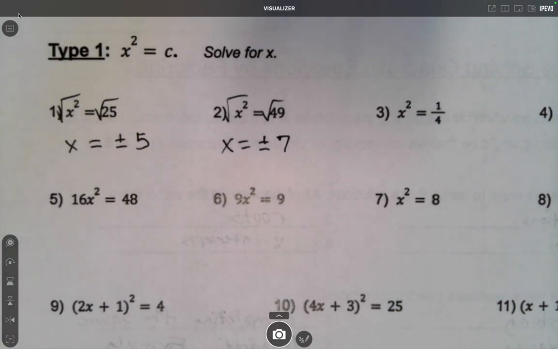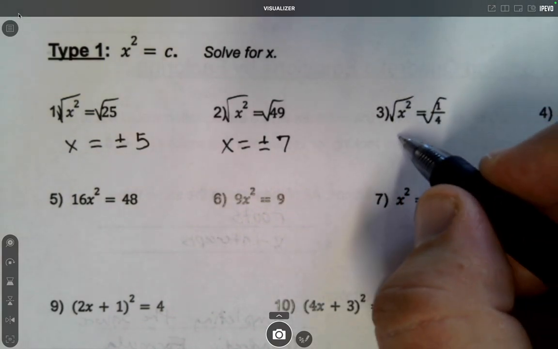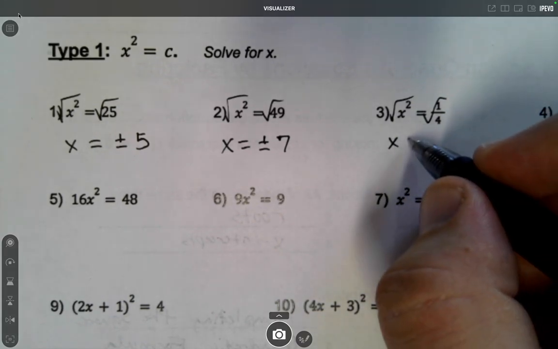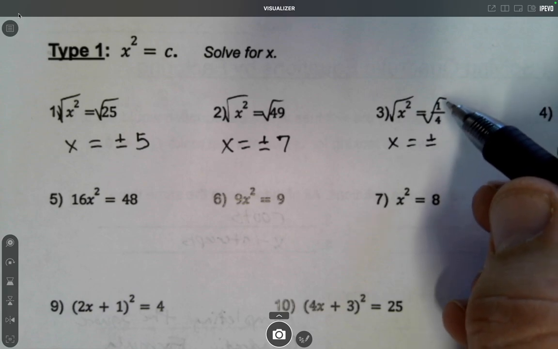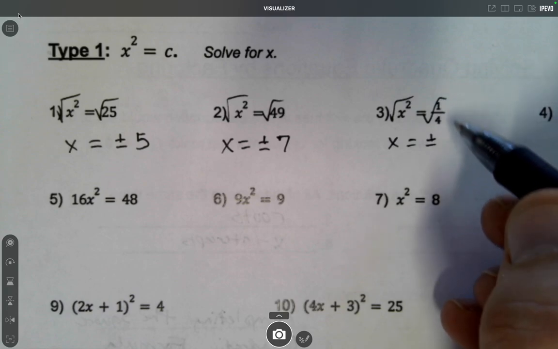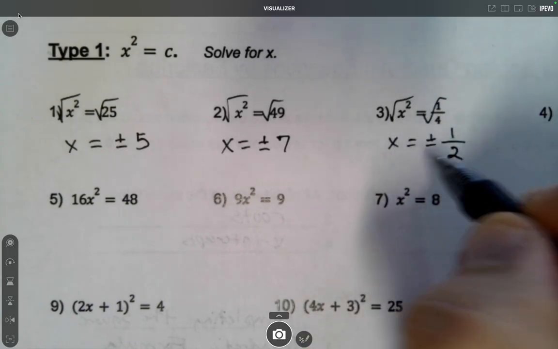Okay, number 3 is the same. We take the square root of both sides, because the squared cancels out the square root. So we get x equals plus or minus. And then you can do a fraction each part individually. The square root of 1 is 1. The square root of 4 is 2. So we get plus or minus 1/2.